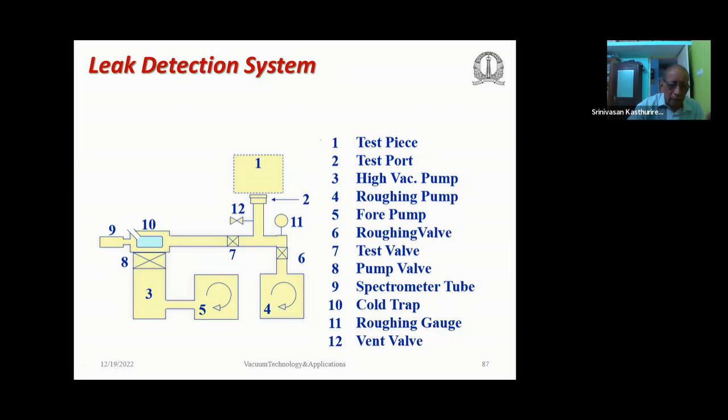So how do we detect the leak? You use what is called a leak detector. For the leak detector, this is a test piece. It has to be evacuated by using a suitable pumping system. And then you have what is called a mass spectrometer leak detector, which is connected to this. Using the mass spectrometer leak detector, you can evacuate the spectrometer tube. The mass spectrometer leak detector will be able to detect the leaks on the system. The gas molecules will be trapped here, and then it will be able to find out the leak.